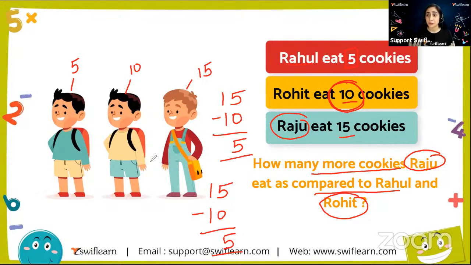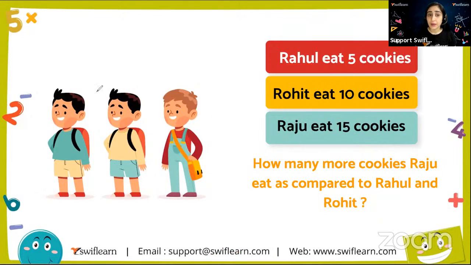The topic is ratio. The thing is that here the question is asking how many more. So I have to see how many more cookies we are eating, right? But in ratio, this is not the comparison. The comparison is in some other form. Here we are comparing the children who have eaten cookies, who has eaten more.